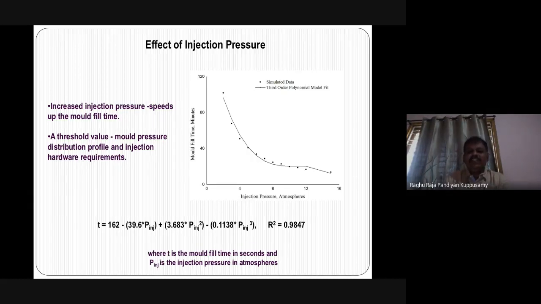When it comes to injection pressure, you can see that increased injection pressure speeds up the mold fill time. A threshold value, the mold pressure distribution profile, and the injection hardware equipment are very important. I cannot keep on increasing the injection pressure; a threshold value has to be selected. From the figure, I could see the different injection pressures used and how the mold fill differed, and it has been modeled also.